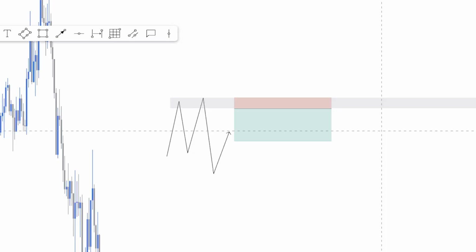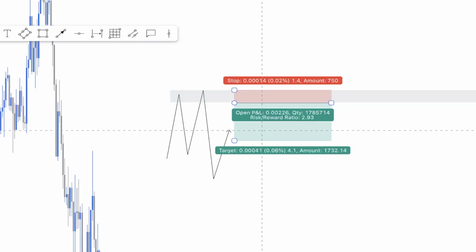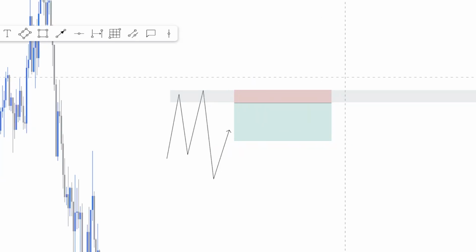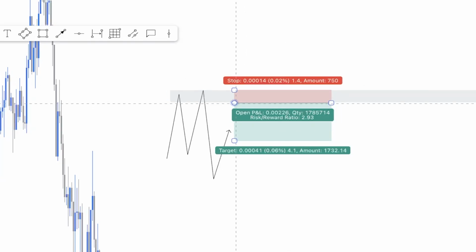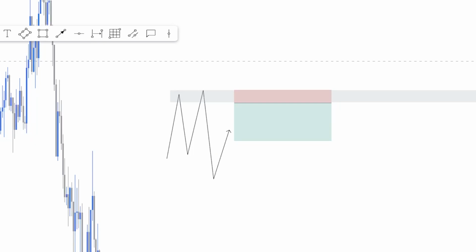A lot of times when you enter a trade like this, you would become the liquidity. Why? Because a lot of retail traders will enter right on the resistance, place their stop loss right above it, and what the market will do is this. The market will go right here, stop everyone out, grab the liquidity, and then show its true intentions.